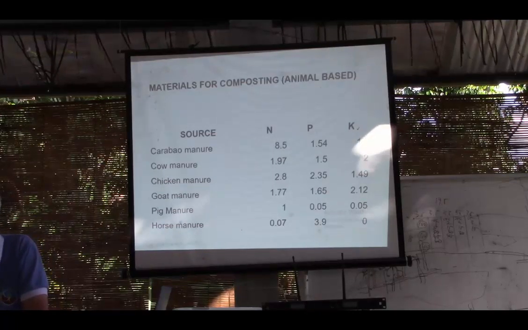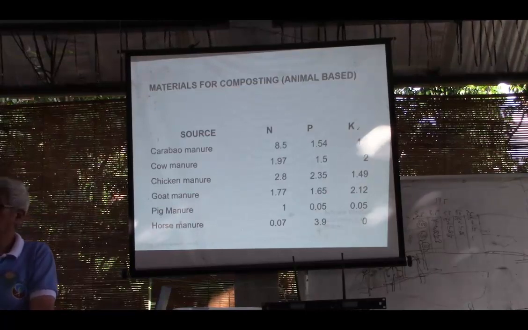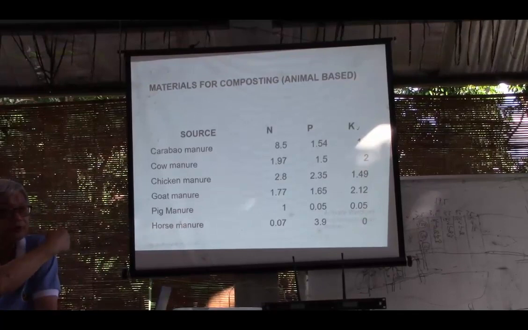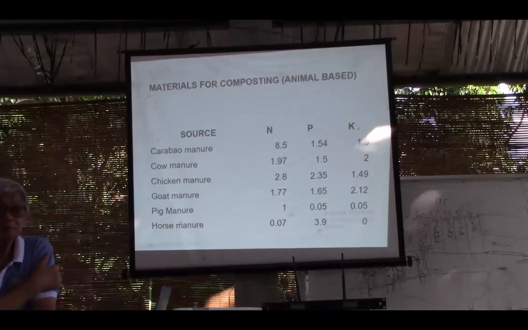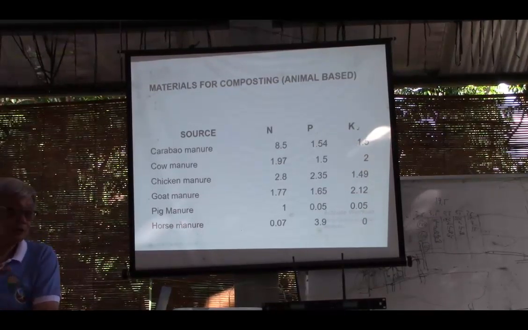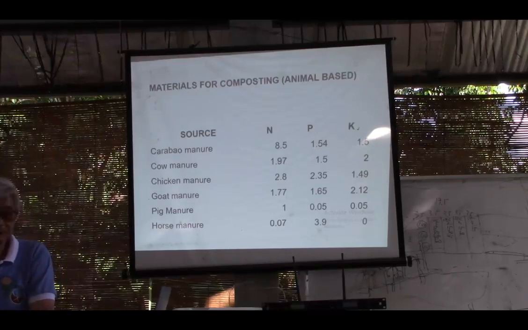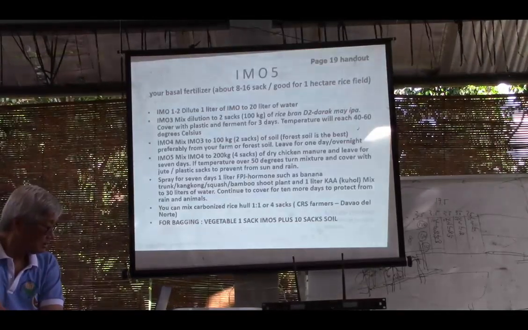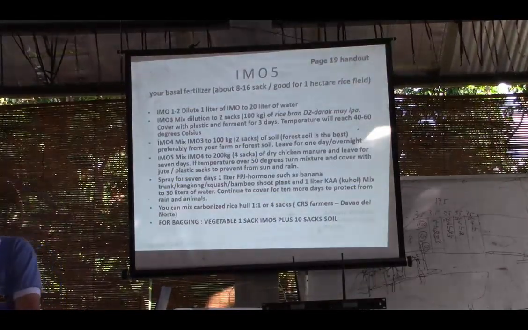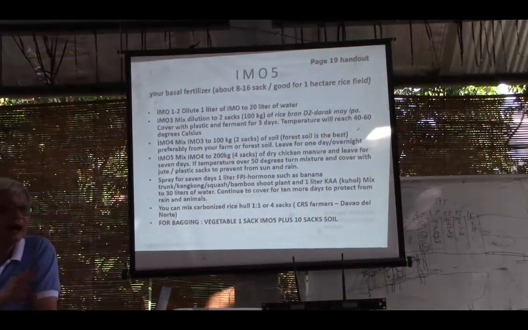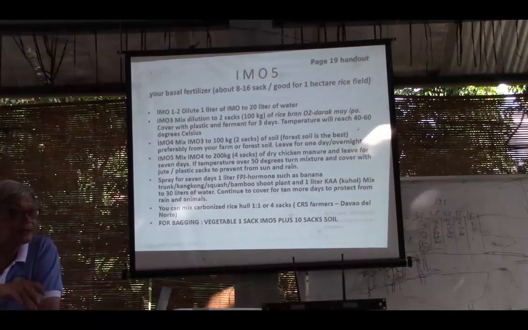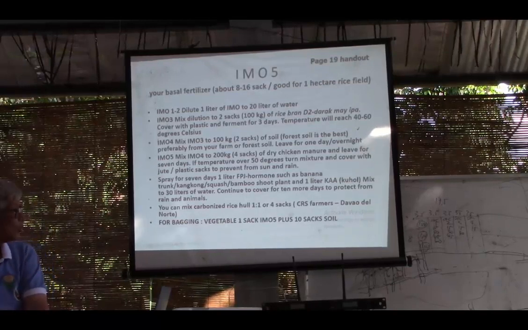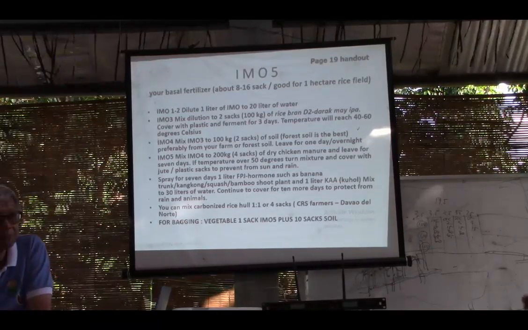Okay? Now, these are the manure. 4 sacks, you add it here. Okay? 4 sacks. Not yet. Just wait. Before you mix the IMO 4 and the manure, before you mix them, prepare 1 liter of FPJ.